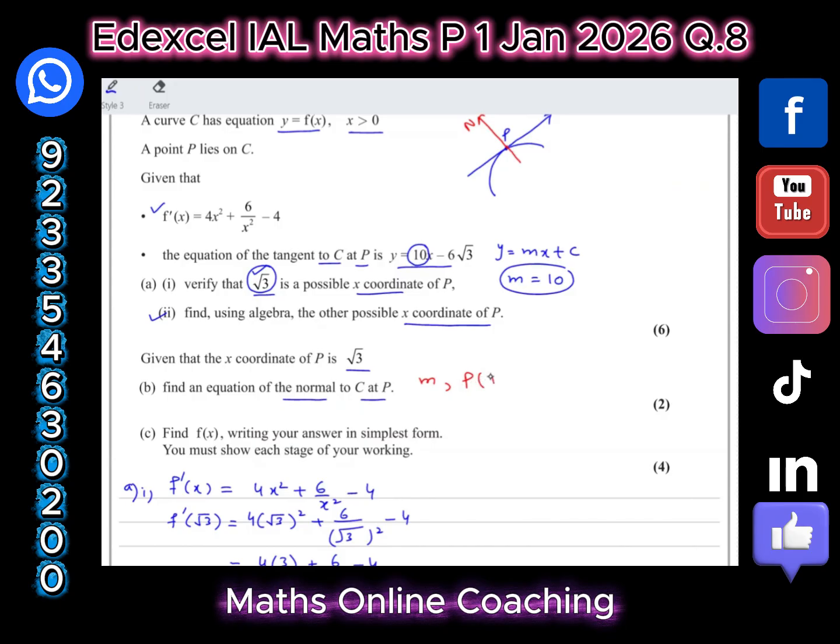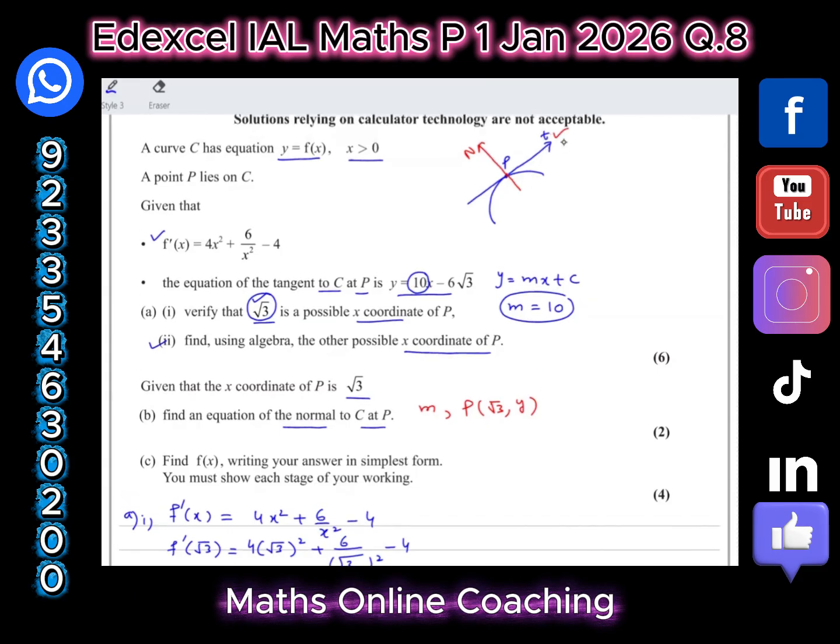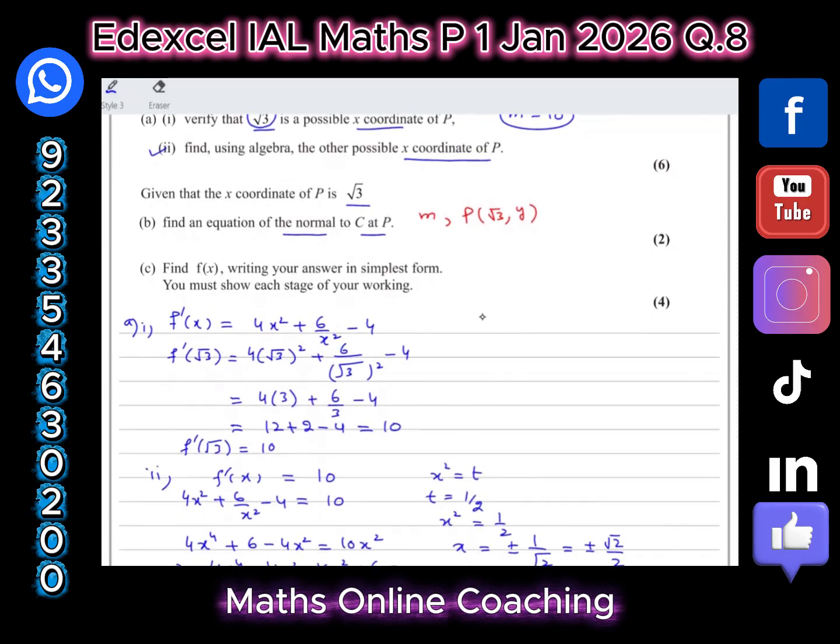Now, the x coordinate of point P is square root 3. First, we have to find the y coordinate of this point P. As this point lies on the tangent, we can use the equation of the tangent here. Put the value of x in the equation of the tangent to get the value of y.